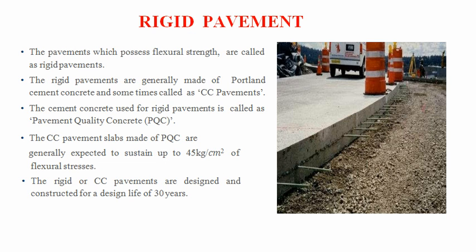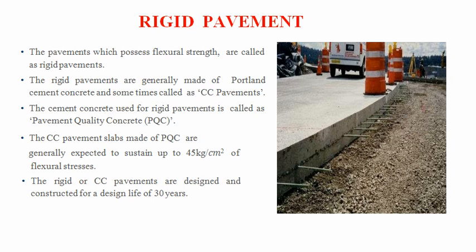Rigid pavements are made up of Portland cement concrete, which is either plain, reinforced or prestressed concrete. The plain cement concrete slabs are expected to sustain up to 45 kg per centimeter square of flexural stress. Rigid pavements have slab action and are capable of transmitting the wheel load stresses through a wider area below.